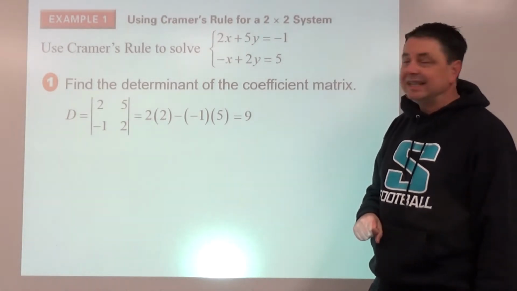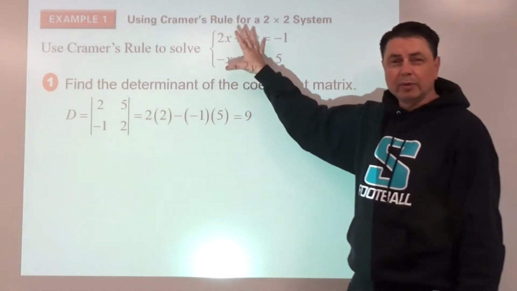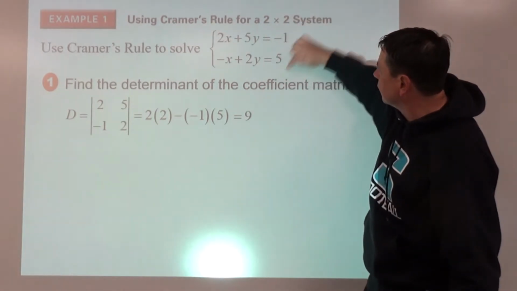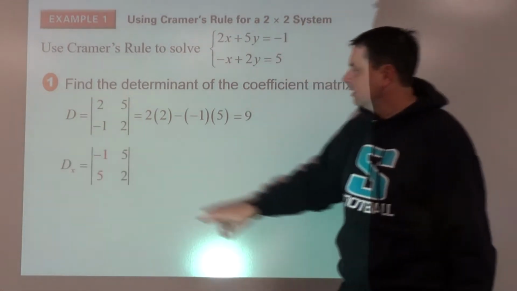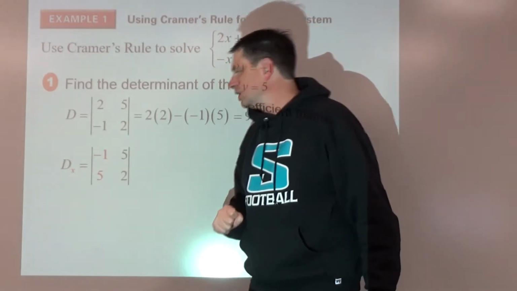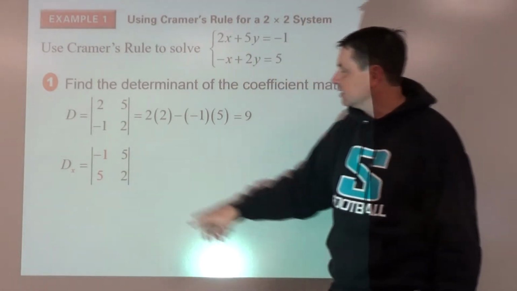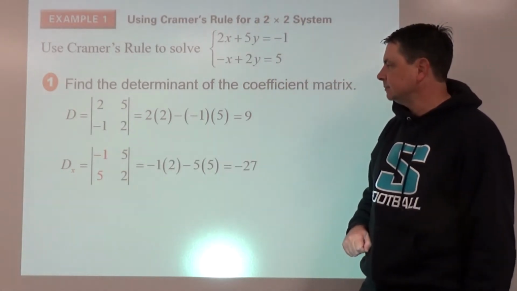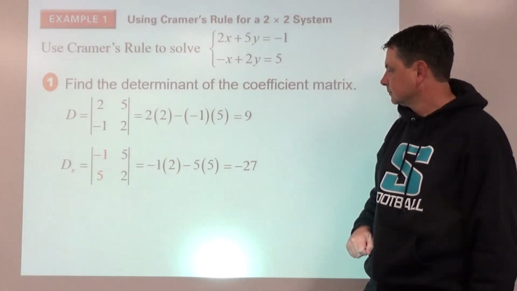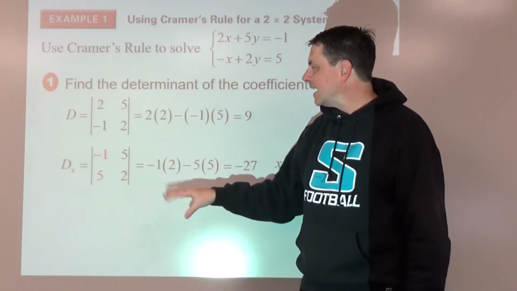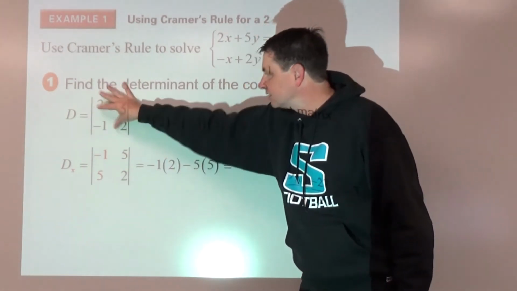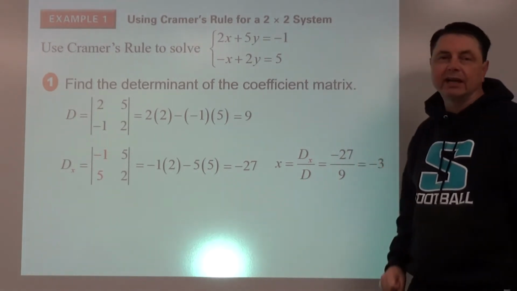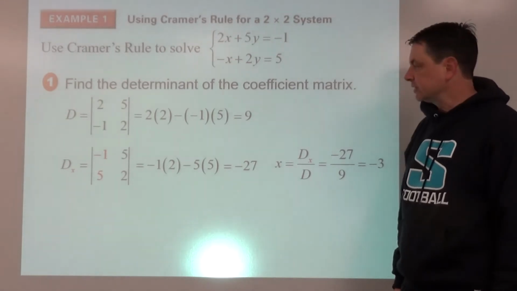And remember, at 2x2 we can just do product minus product, so 4 minus negative 5 is 9. And then D sub x would be the x replaced matrix. So we're going to replace the x column, the 2 and the negative 1, with what we have over here, negative 1 and 5. So D sub x, I call it the x replaced matrix. And we're finding a determinant, so negative 2 minus 25 is negative 27. So once we know that, x would be D sub x divided by D. So negative 27 divided by 9, we just found out that x would be negative 3 for this system.